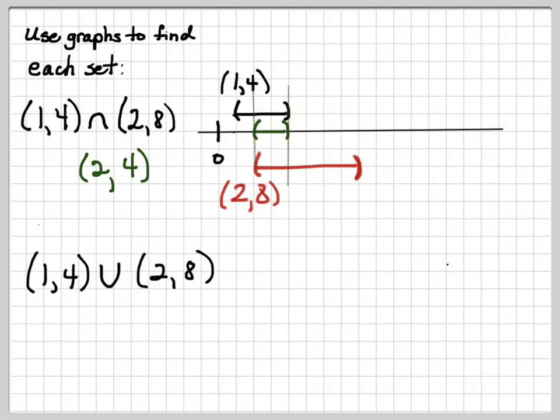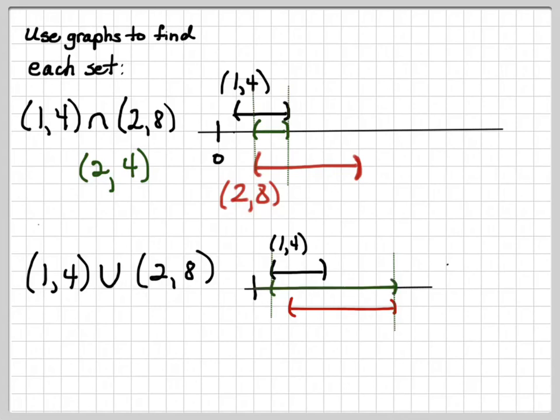How about we find the union of (1, 4) and (2, 8). Once again, I'm going to draw my graph. I'm going to do (1, 4) and (2, 8) down below, and I'm going to do my little lines to show what is included in both. And now it's going to be stretching out from the lowest number to the highest number, and that would be from 1 to 8.